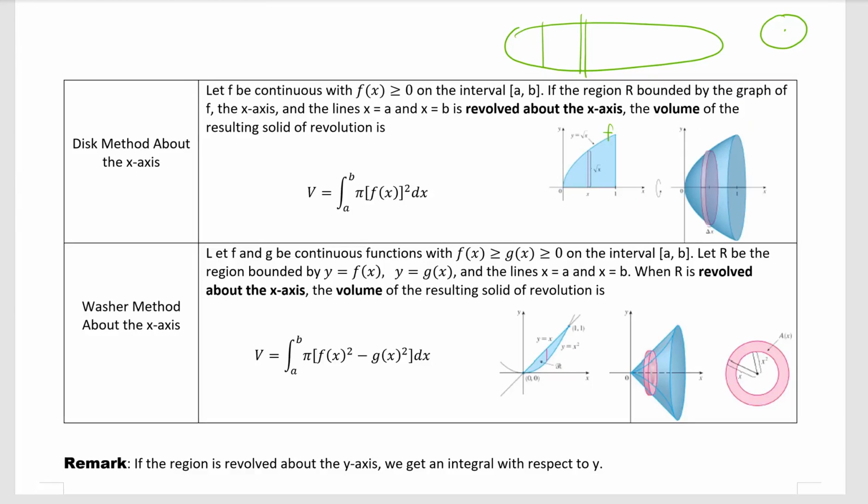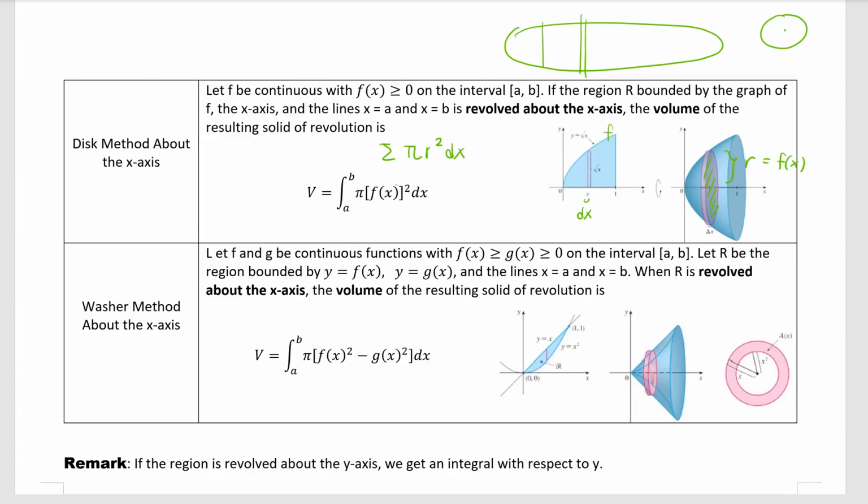Why is that? See, we cut it this way. This is my rectangle, and the width is dx. So what is this? Well, this is a circular cylinder, right? So the area of the base is pi r squared and the height is dx. But my r in this case is actually my f of x.